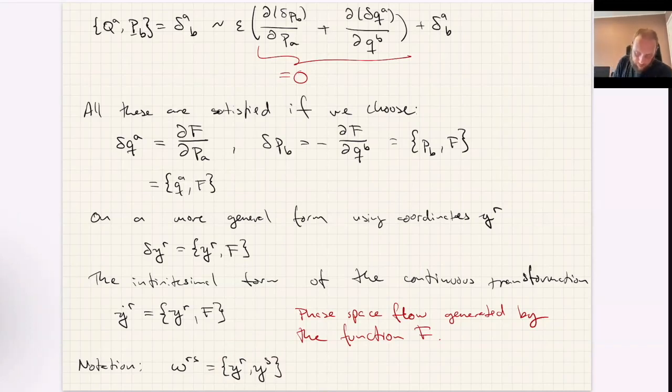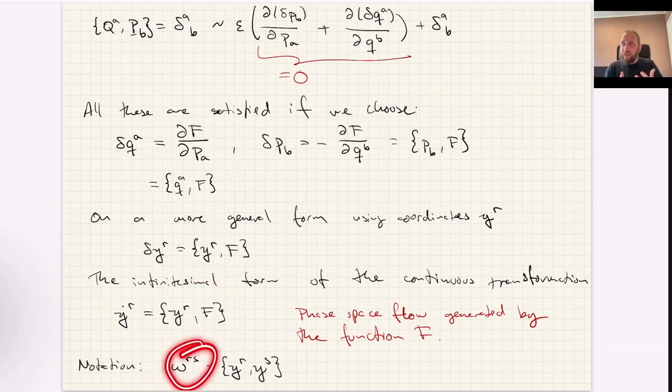So the flow satisfying this is called the phase space flow generated by the function f. Okay, and if you want to be a bit more mathematical, you can see that this is a tangent vector in this phase space, because it's the derivatives of the coordinates. And so what is here must also be a vector.